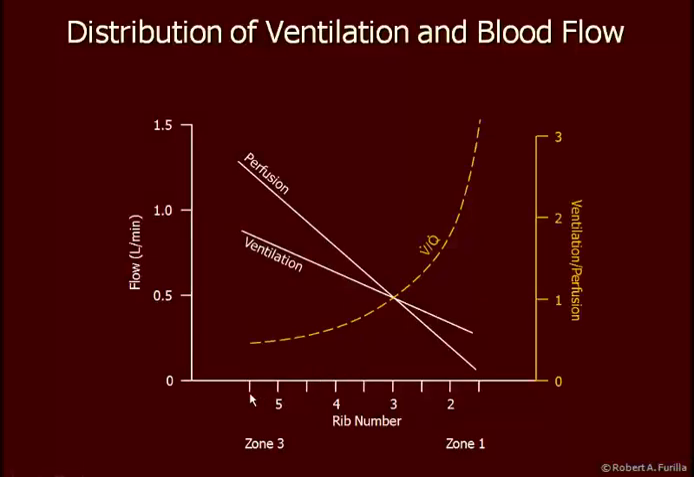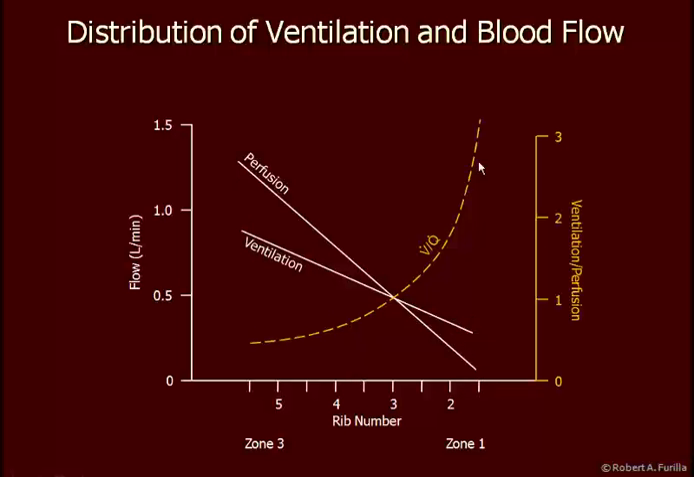If we look at this graph, we're looking at rib number 6 all the way up to rib number 1. So this is cranial, this is caudal. We're looking at perfusion. Very high perfusion here decreases as we move up toward the apex, cranially, until we have a very low perfusion up at the top of the lung. We look at ventilation. We see that at the base of the lung we also have a high ventilation, and the ventilation decreases as we move toward the apex of the lung. But perfusion is higher than ventilation at the base, and ventilation is higher than perfusion at the apex.